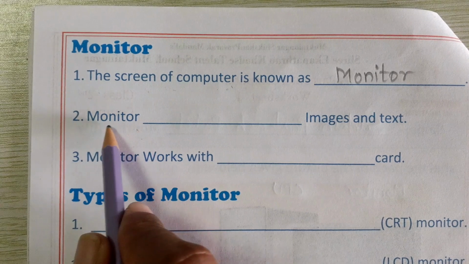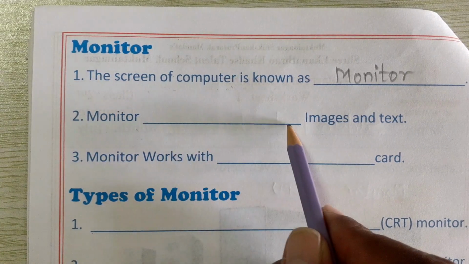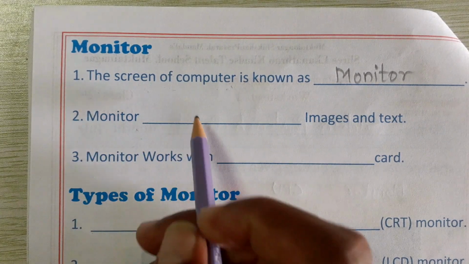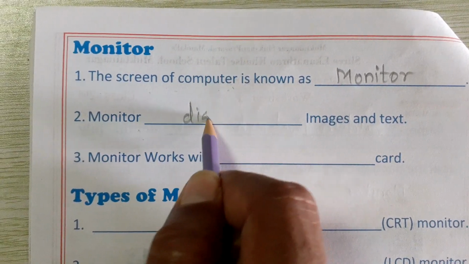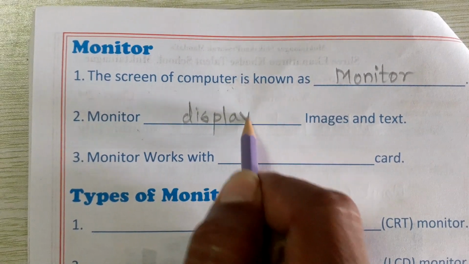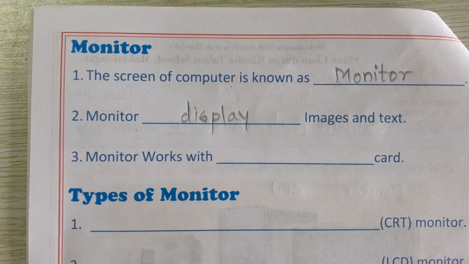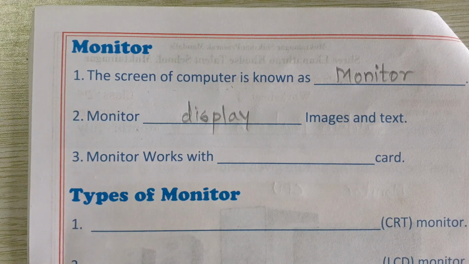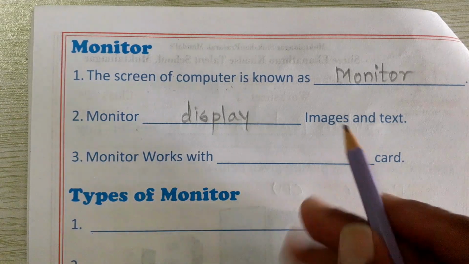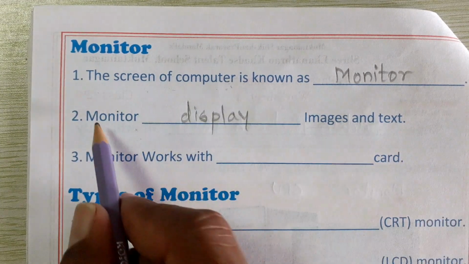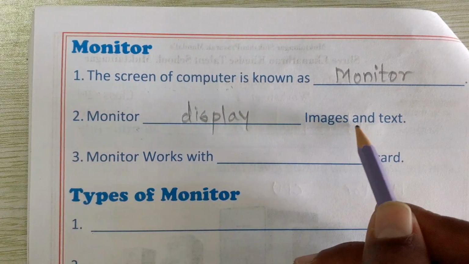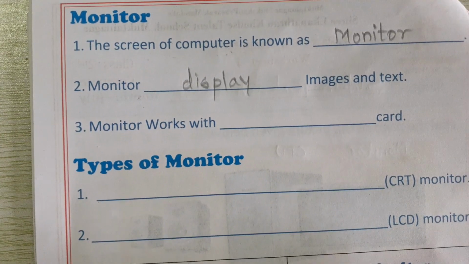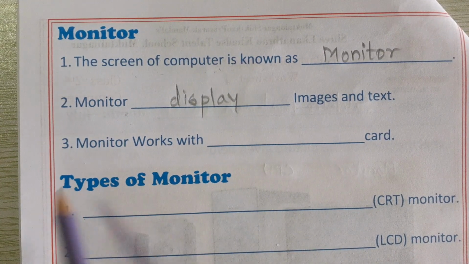Now, monitor display. What is the monitor doing? Monitor display images and text. What do you write here? Display. Display means to show us. The monitor shows us pictures, images, text. Monitor display images and text. Understand? Very good.